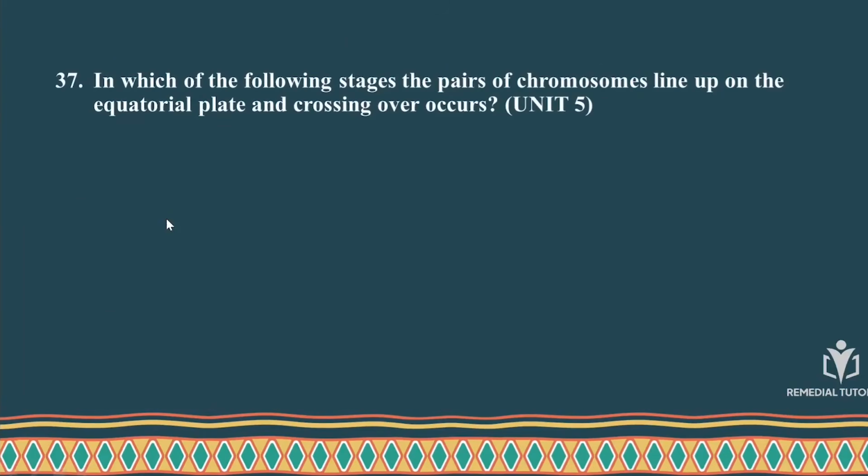37. Which of the following stages the pair of chromosomes line up on the equatorial plate እና crossing over የሚፈጠረው የትኛው ላይ ነው?